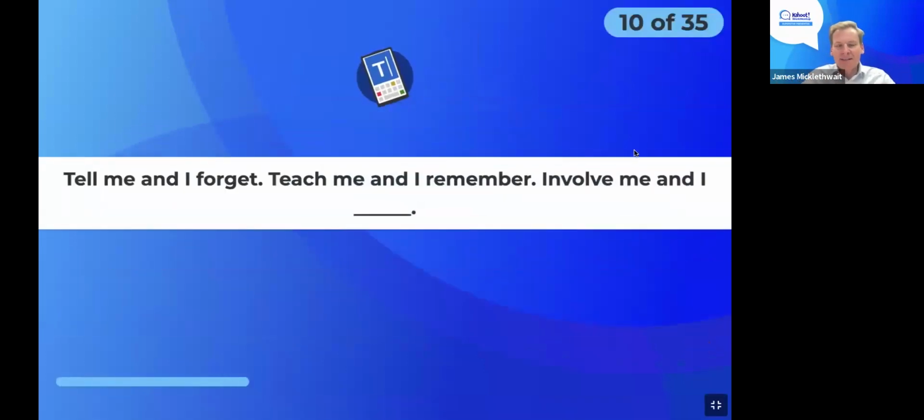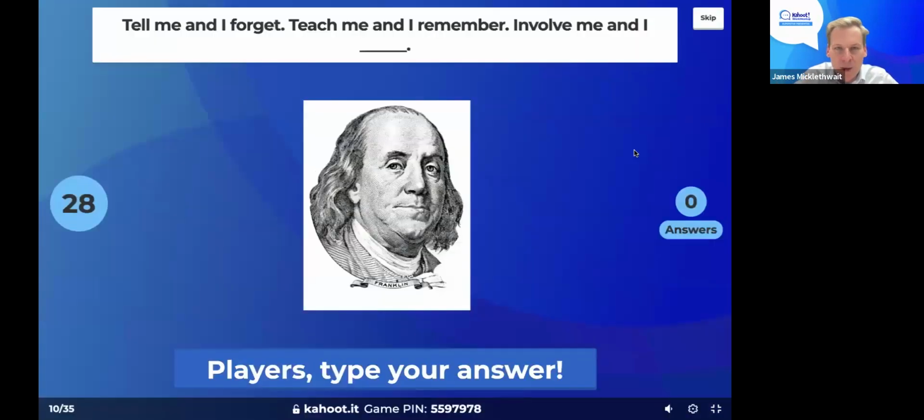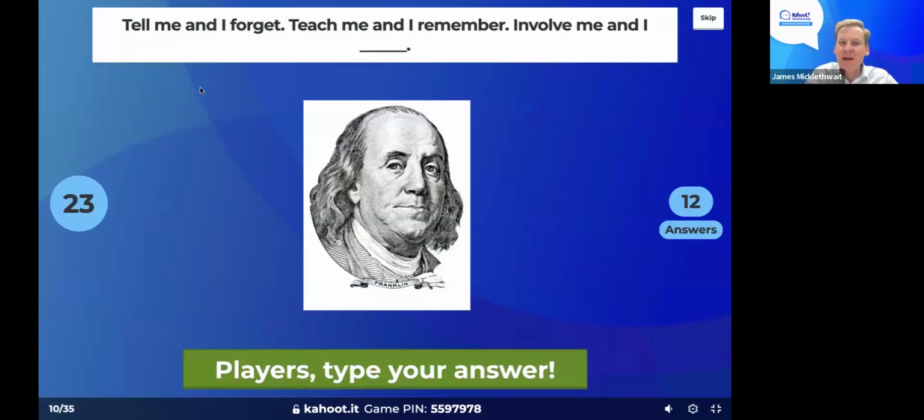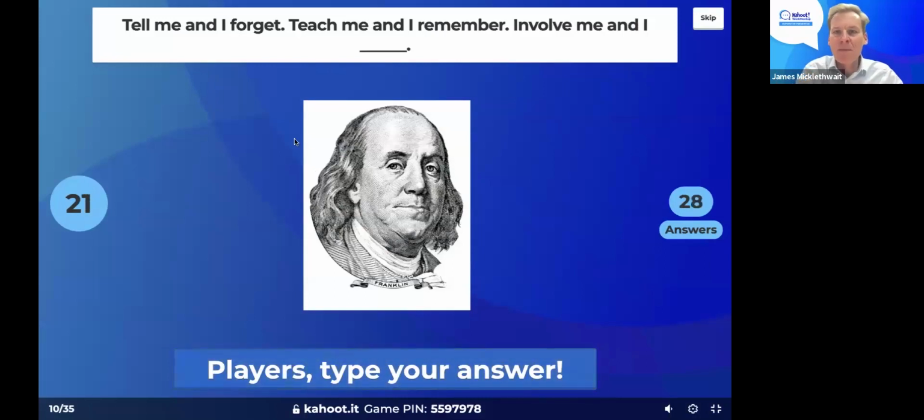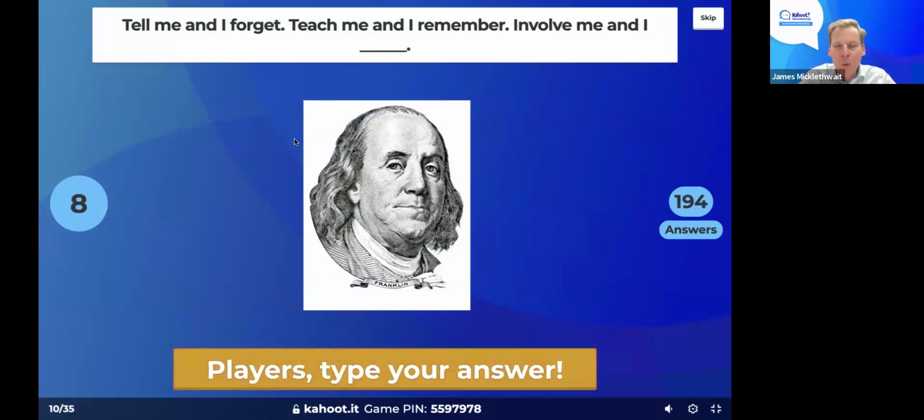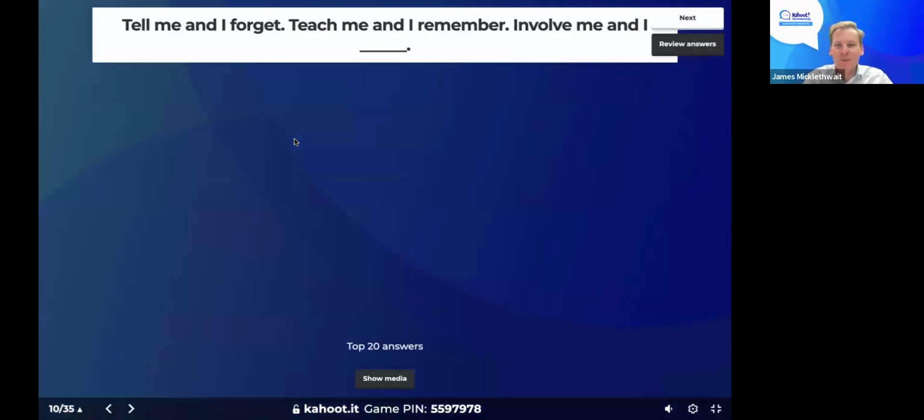So next, this quote from Benjamin Franklin, you may have heard before. I personally and we at the team at Kahoot find this quite inspiring. Do you know this quote? Tell me and I forget. Teach me and I remember. Involve me and I what? Because ultimately, as I've said before, mixing it up is with interactivity. It's all about involving. So one of the all-time greats in our history, Benjamin Franklin, believed that once you involve someone in a topic, there's a very important outcome that's very dear to our heart at Kahoot.